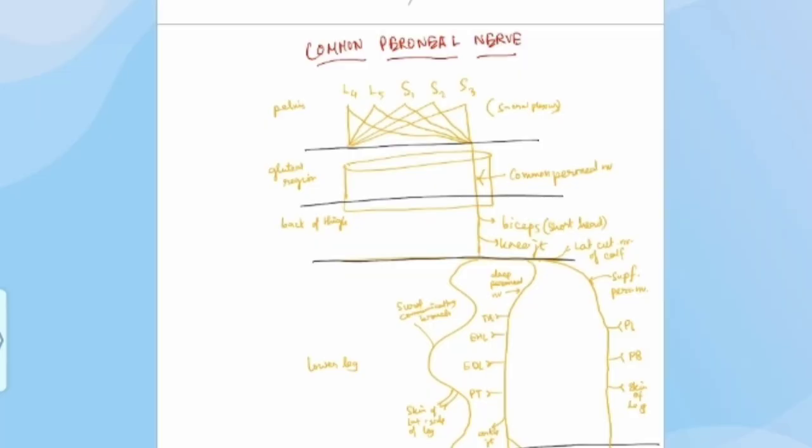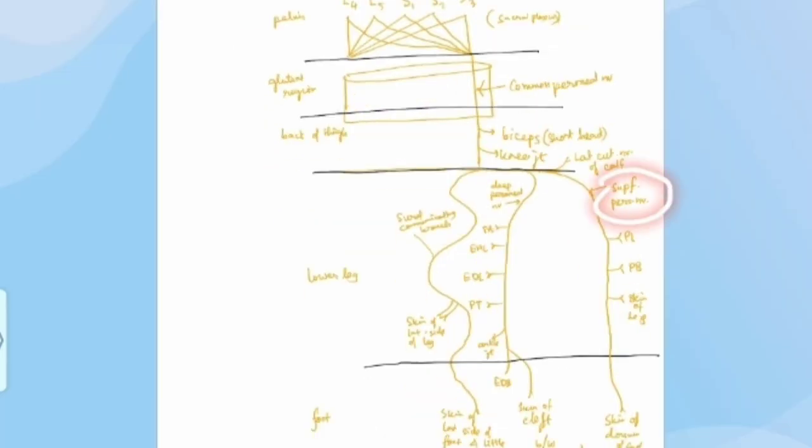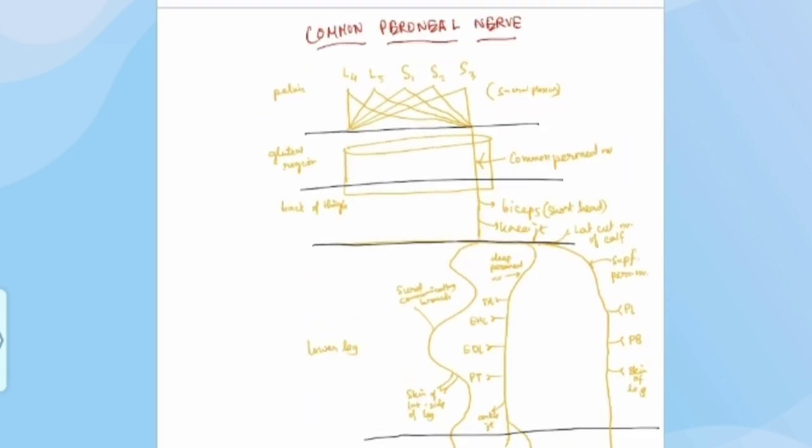Thank you guys. So hello guys, welcome to another discussion. Today we are going to discuss the common peroneal nerve, along with the superficial peroneal nerve and the deep peroneal nerve. The common peroneal nerve usually goes to the anterior compartment, and in the anterior compartment divides into the superficial and deep peroneal nerve.